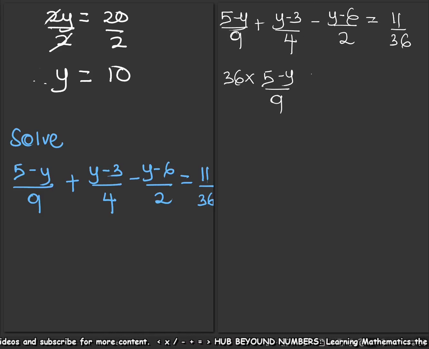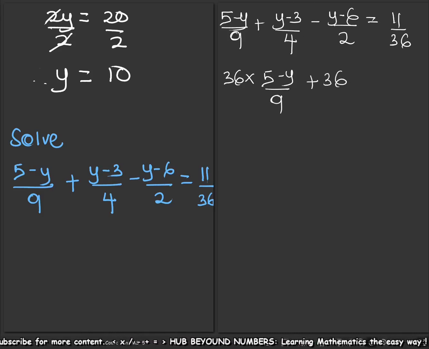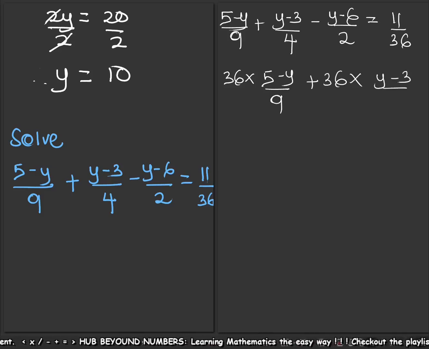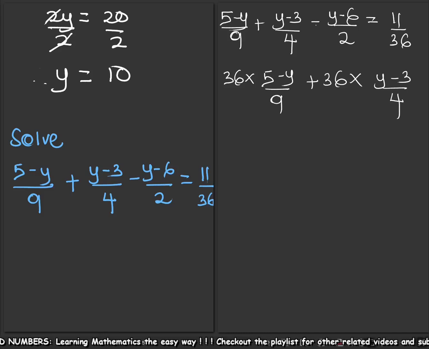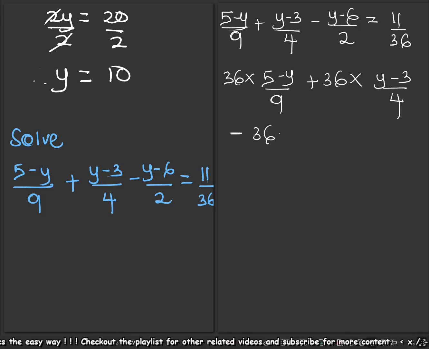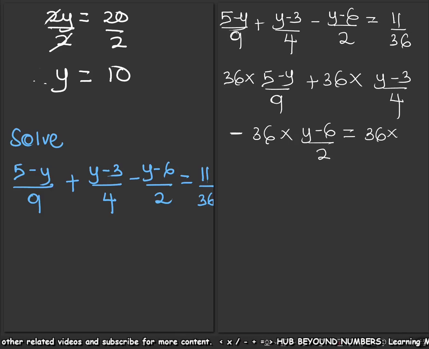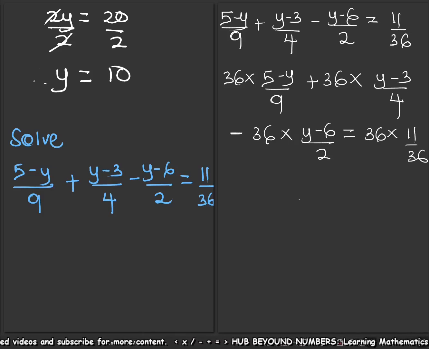Then we come to the next term. So plus 36 times y minus 3 all over 4. Then we come to the next term. So I'm just writing it on another line over here. So then we have minus the minus from here. So 36 then times y minus 6 all over 2. Then our last term here, which is equal to 36 times 11 over 36.